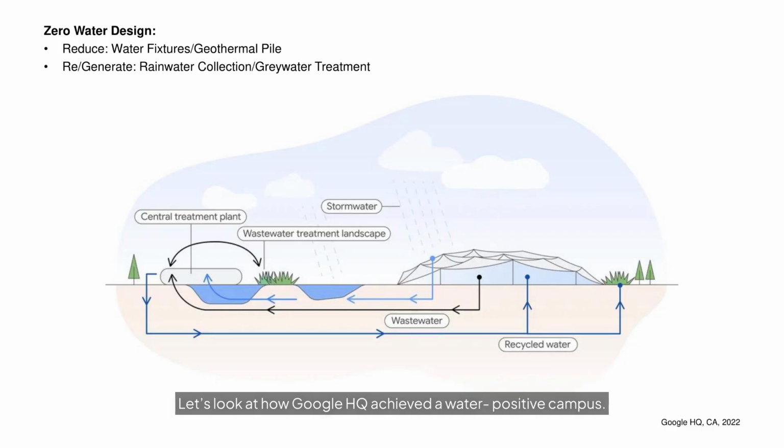Let's look at how Google headquarters achieved a water-positive campus. The central treatment plant on the left collects and processes both rainwater from the roof and wastewater from the building. Then, the treated water is supplied back to the building for reuse. This building section illustrates the regenerate principle of the zero water framework.